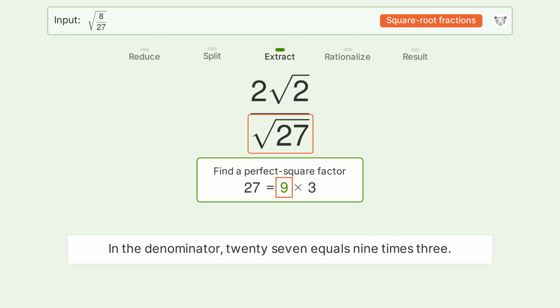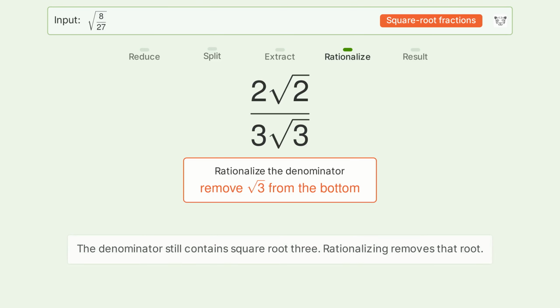In the denominator, 27 equals 9 times 3. The root of 9 is 3, so move it outside. The denominator still contains square root 3.